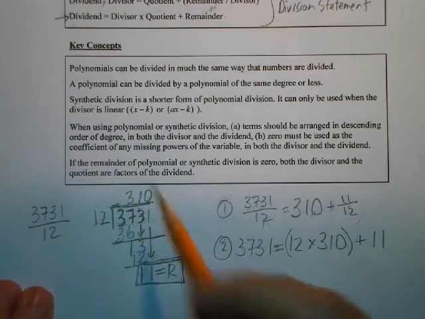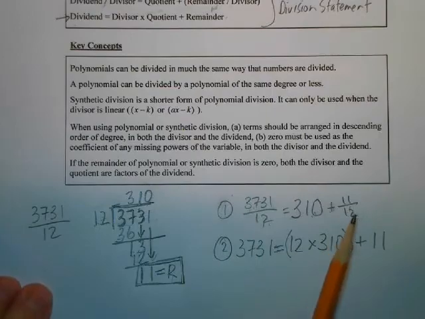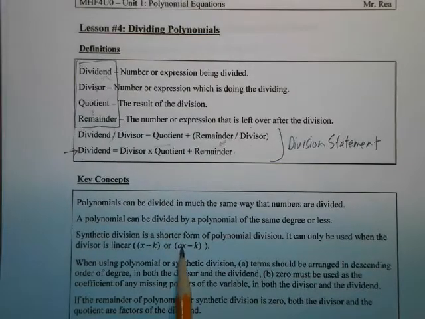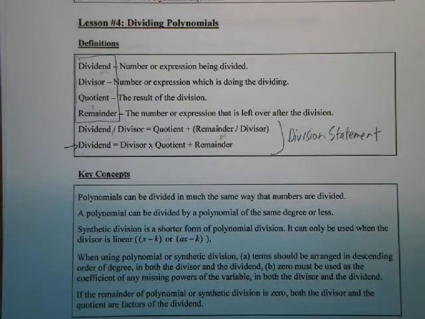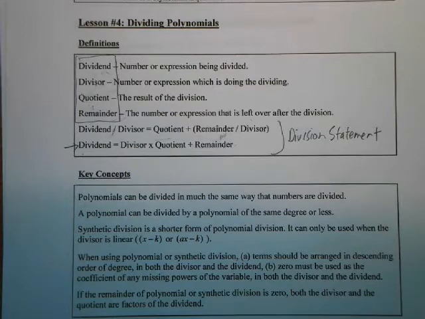So the style we did this is going to be really similar with polynomials. Okay. Now before we go to the examples, there's a couple of things here I want to talk about. So I already talked about this. Polynomials can be divided in much the same way numbers are, and you just saw me do something with numbers. A polynomial can be divided by a polynomial of the same degree or less. So for example, if I'm dividing a polynomial, a cubic, degree 3, by a cubic or quadratic or linear, 3, 2, or 1, but I cannot divide it by something with a degree higher than 3. So backwards, the degree of the polynomial that you're dividing has to be at least as big as the degree of the polynomial you're dividing by.